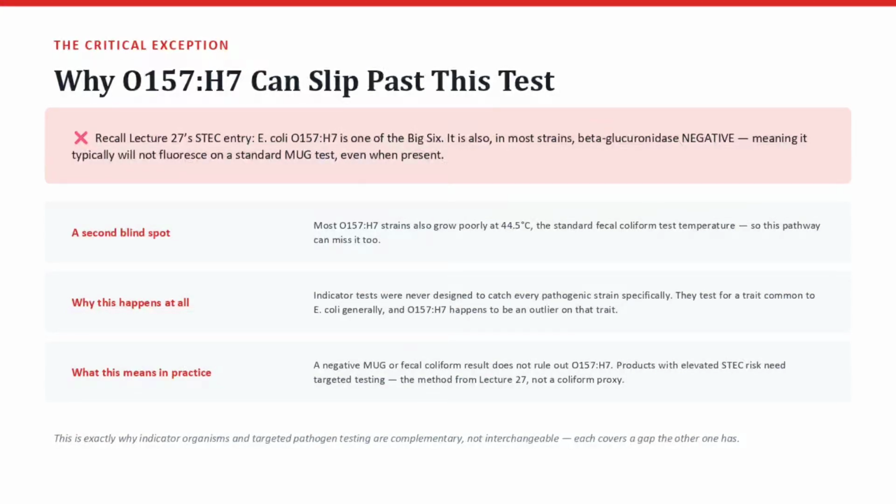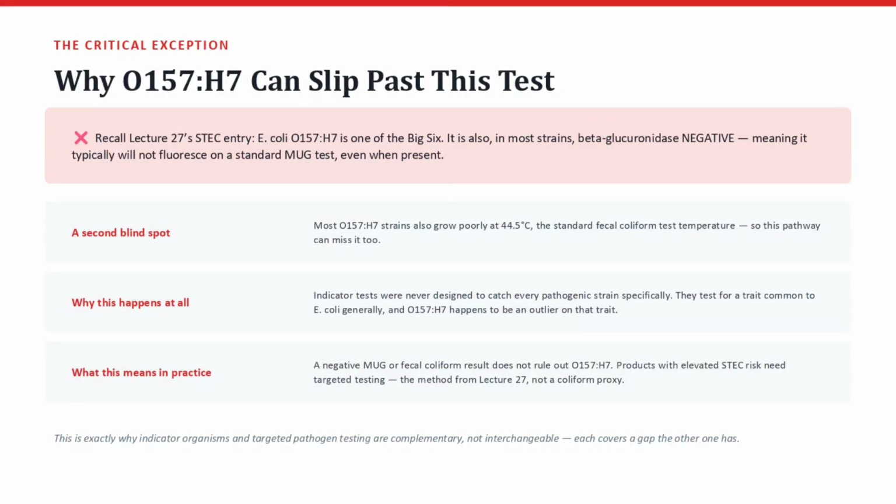There's a second blind spot too. Most O157:H7 strains also grow poorly at 44.5 degrees Celsius, the standard fecal coliform test temperature. So that pathway can miss it as well. Why does this happen at all? Indicator tests were never designed to catch every pathogenic strain specifically. They test for a trait that's common to E. coli generally.